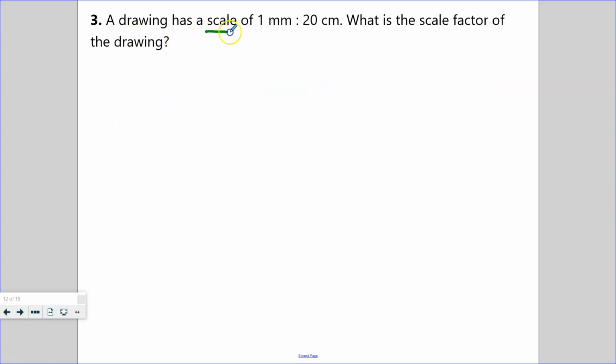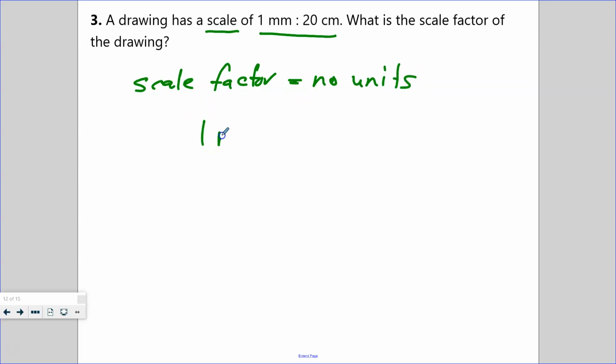A drawing has a scale of 1 millimeter for 20 centimeters. What is the scale factor? So scale factor, no units, right? So when you get rid of these units, so 1 millimeter over 20 centimeters, right? And so we know that, did it again, multiply.